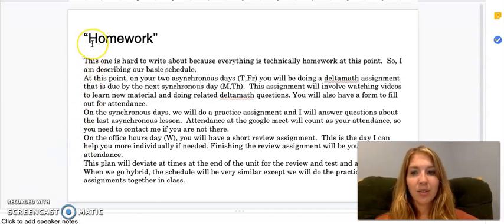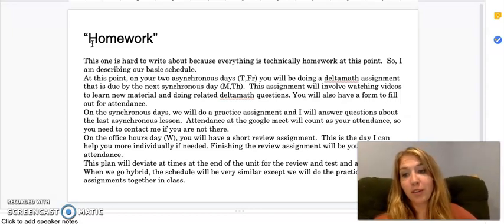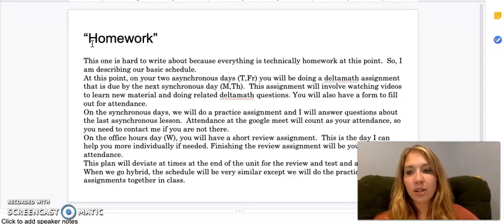This section, and it's funny, we have this list of things we have to include in our syllabus, and this one's homework. So I wrote that pretty much everything is homework, right? You're at home for everything you're doing. So in this section, I just decided to include the order of how we're going to do things.